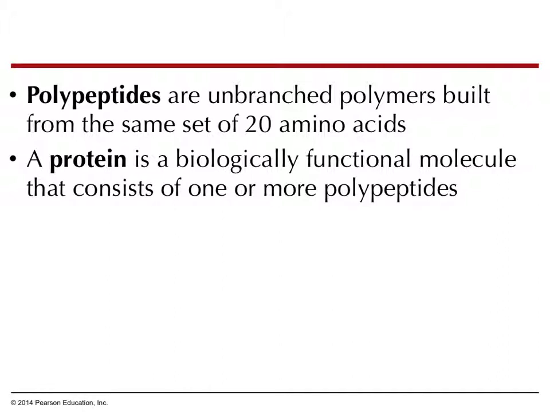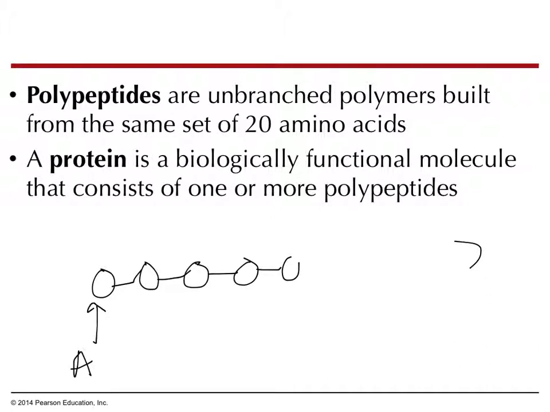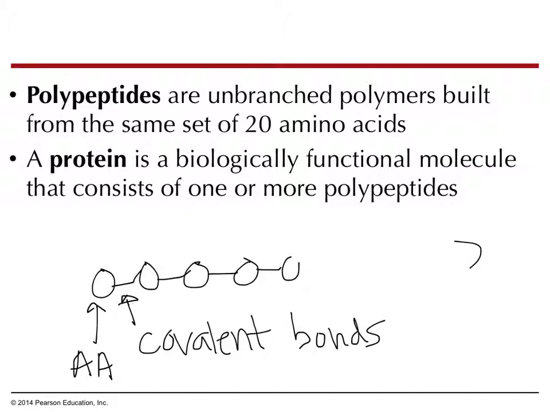Some people get a little confused between what a protein is and what a polypeptide is. A polypeptide is a series of amino acids that are covalently bonded together. Each of these circles is an amino acid here, which we'll talk about in a minute. And of course, these are covalent bonds. So this chain, that's the polypeptide.